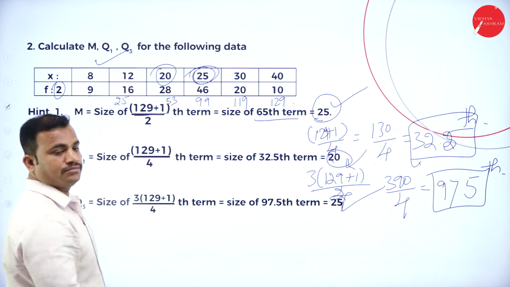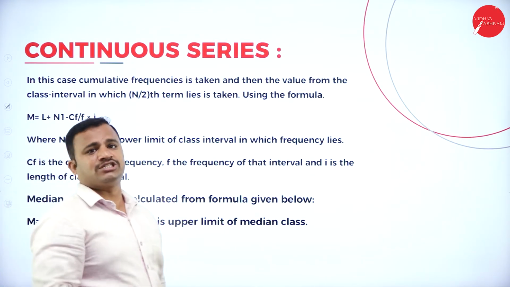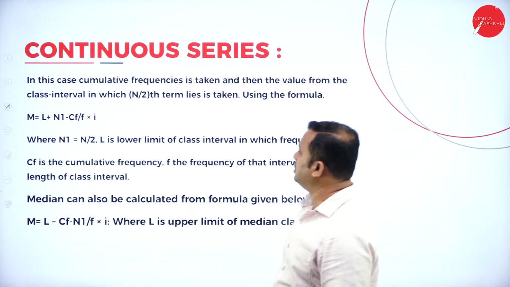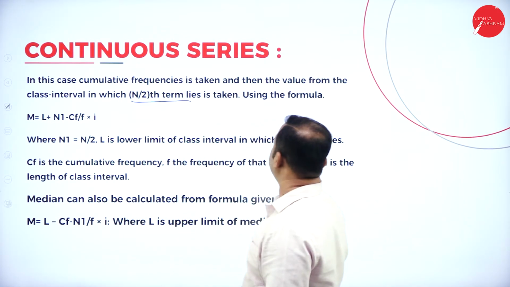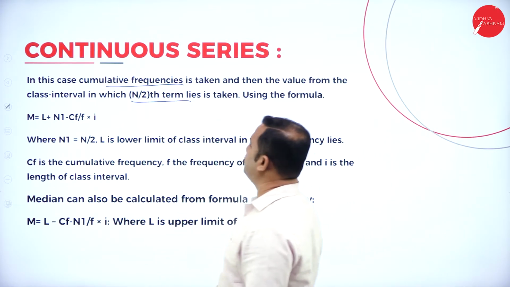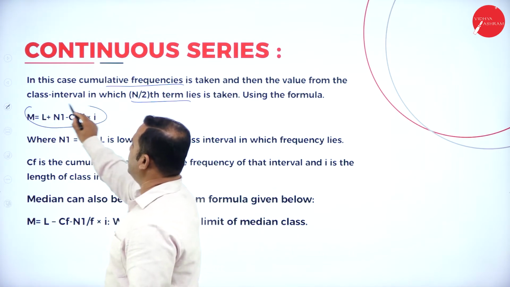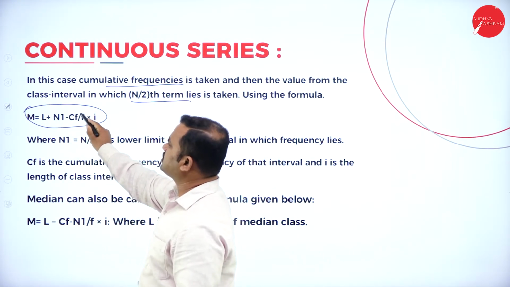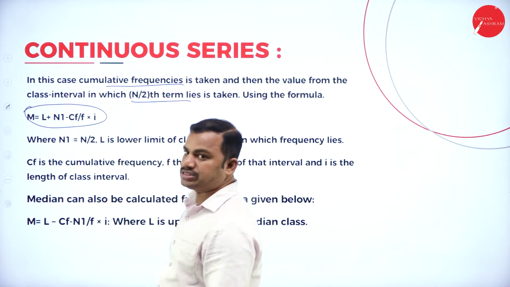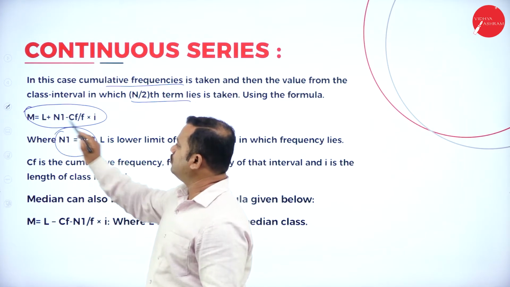This is correct. So this is how we are going to calculate the values for frequency distribution. For continuous series, let me consider the formula. That is n by 2th term is taken when we have the cumulative frequencies. In case of cumulative frequencies, the formula is M is equal to L plus (n1 minus cumulative frequency) divided by frequency term into the index, where n1 is equal to n by 2.